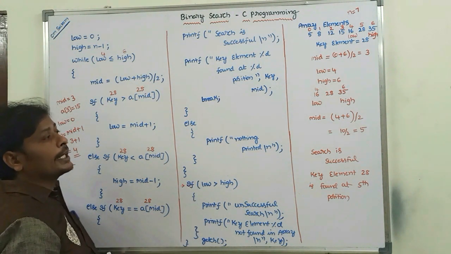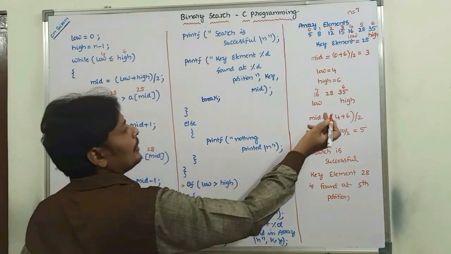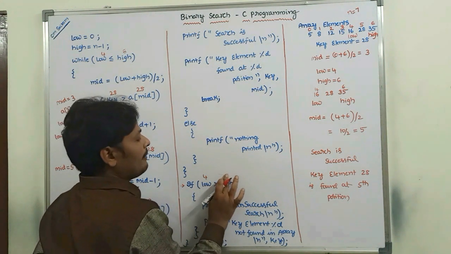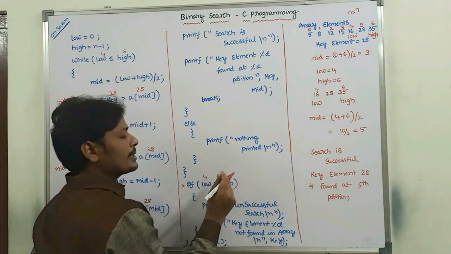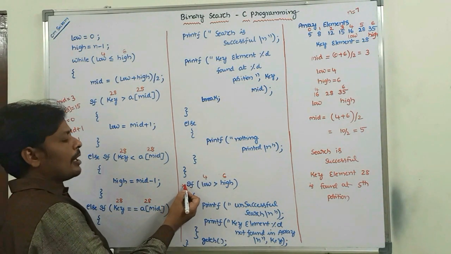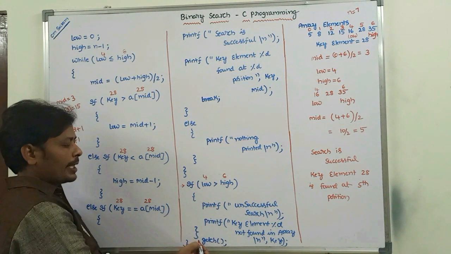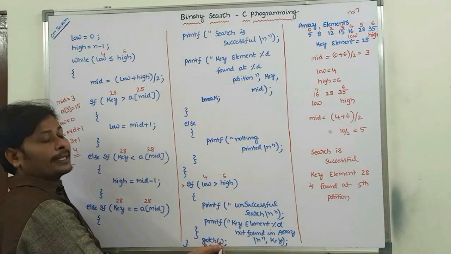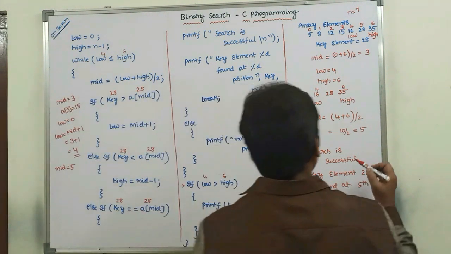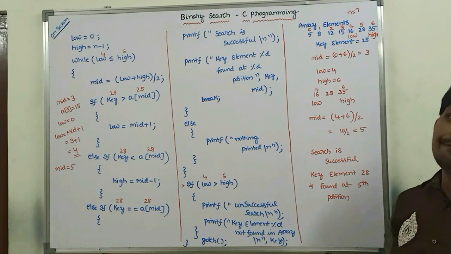If low greater than high, what is the low value here? Low value is 4. High value is 6. 4 greater than 6? Condition false. The control does not go to the body of the if block. So the control goes to the next statement after the if block, that is getch, and the program is terminated. So the search is successful. Key element 28 is found at 5th position.